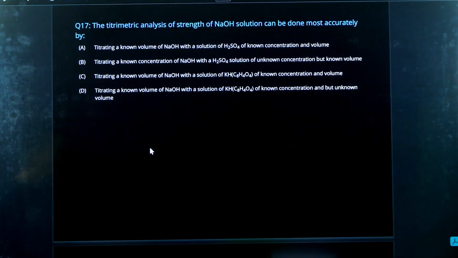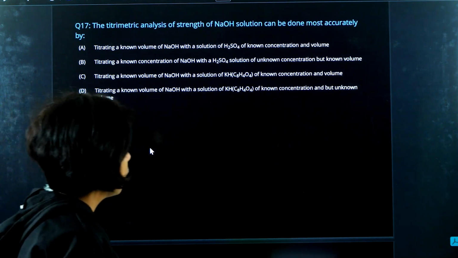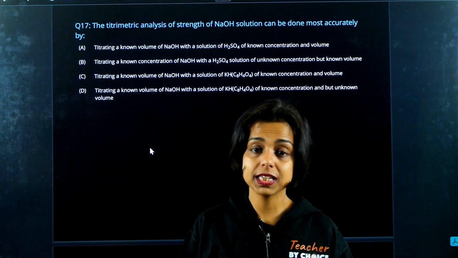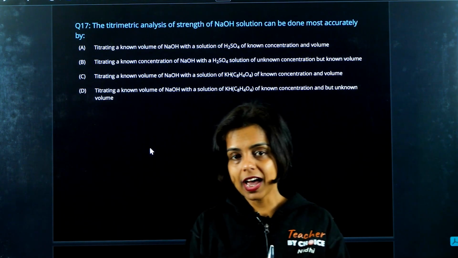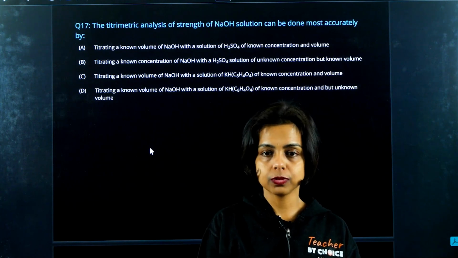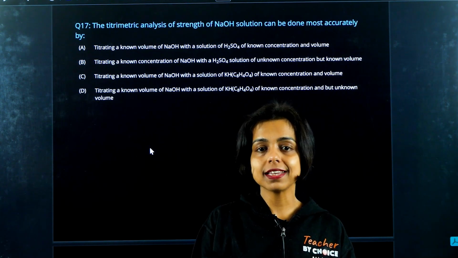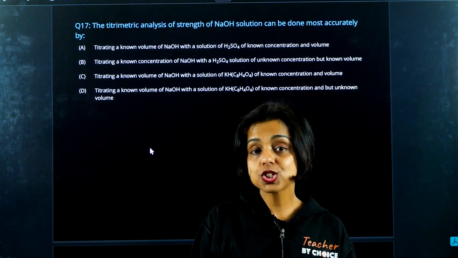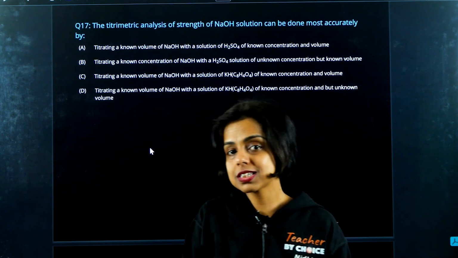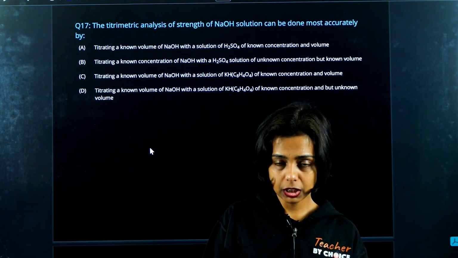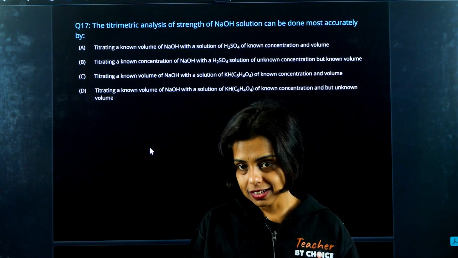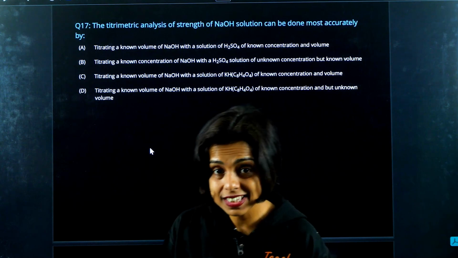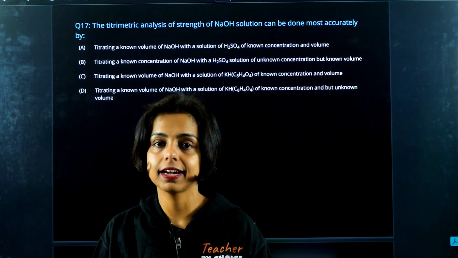The titrimetric analysis of strength of NaOH solution can be done most accurately. We can do titration between any acid and base, but the most accurately. So if I have to determine the strength of NaOH, which is a base, I'm supposed to take an acid which is a primary standard. What is the primary standard? Which is pure, which is stable, right? So by using such an acid, I can get accurate results, right? So a stable, pure substance which can be weighed easily, that is a primary standard in titrations.